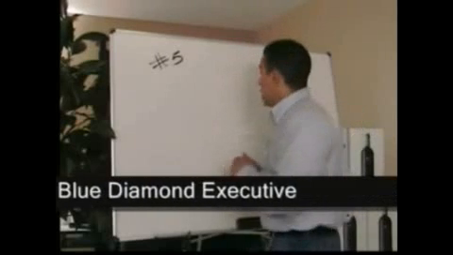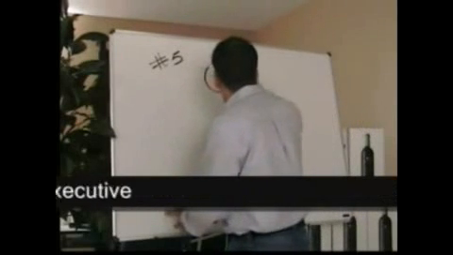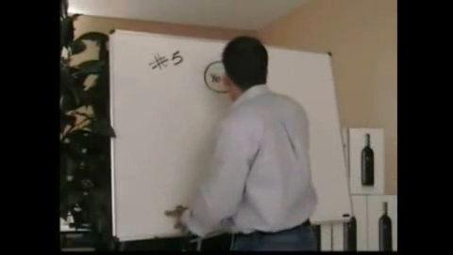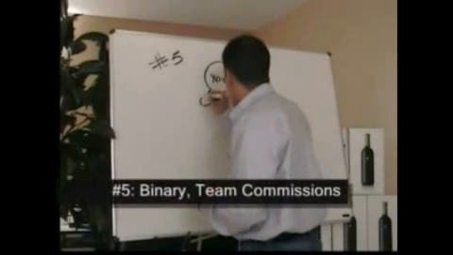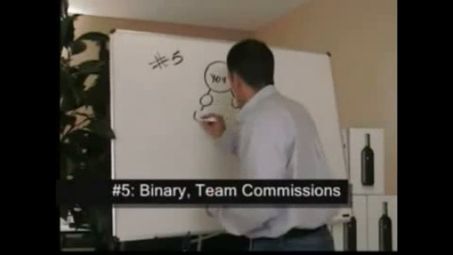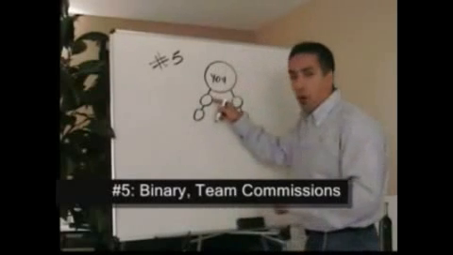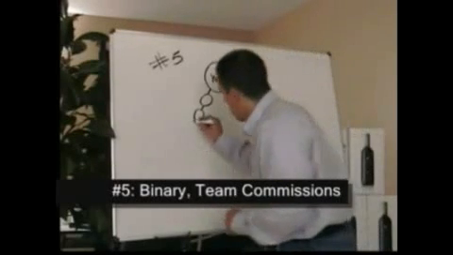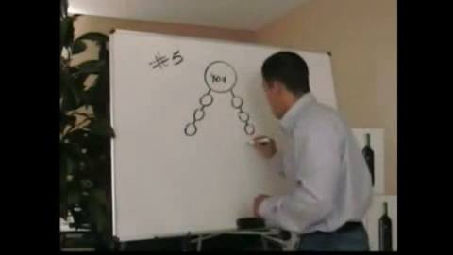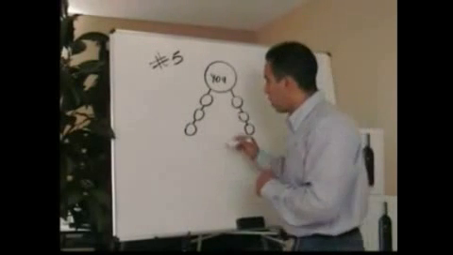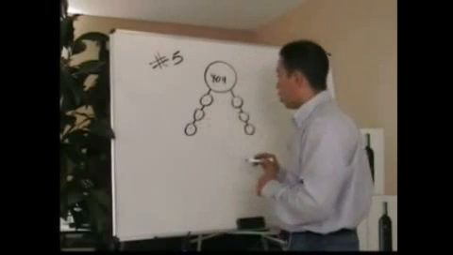One of my favorites. This is called a binary. Why? Because when you come in, you can only place a person to your left or your right, forcing you to place people under each other. One of two places. What's great about it is that these guys don't necessarily know each other.